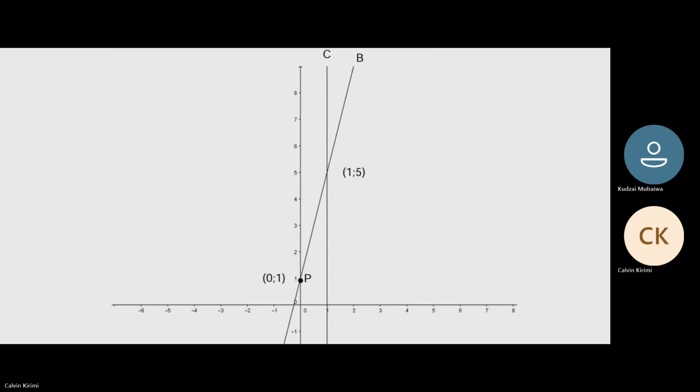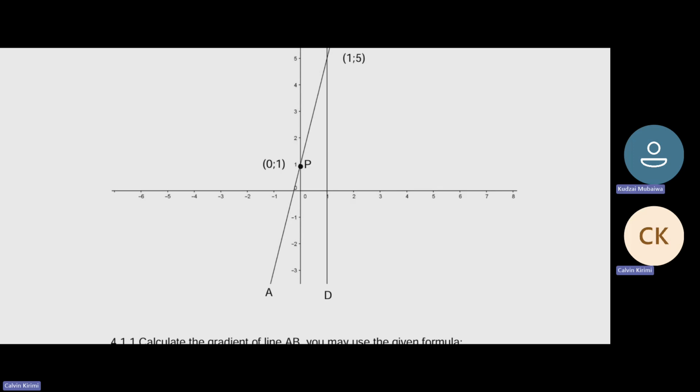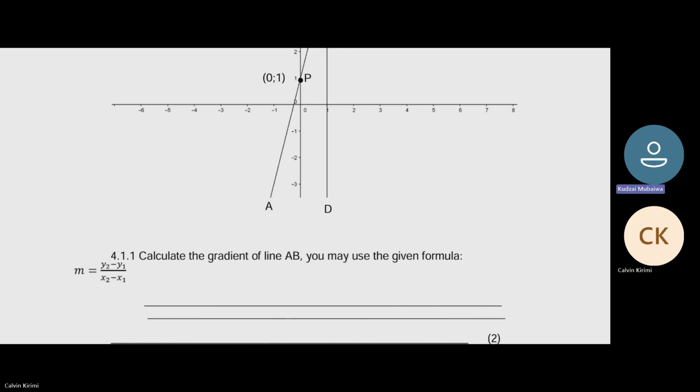Okay. Can you see? Yes, sir. And we are given the point, 1, 1, where they cut it. 1, 5, x and y. So you can calculate the gradient of which line? Of AB, isn't it? Yes, sir. Calculate the gradient of AB.